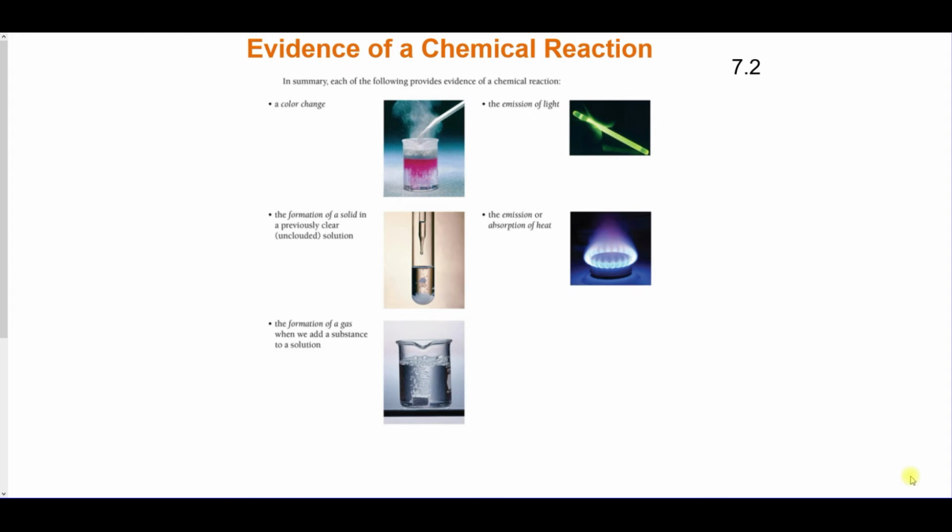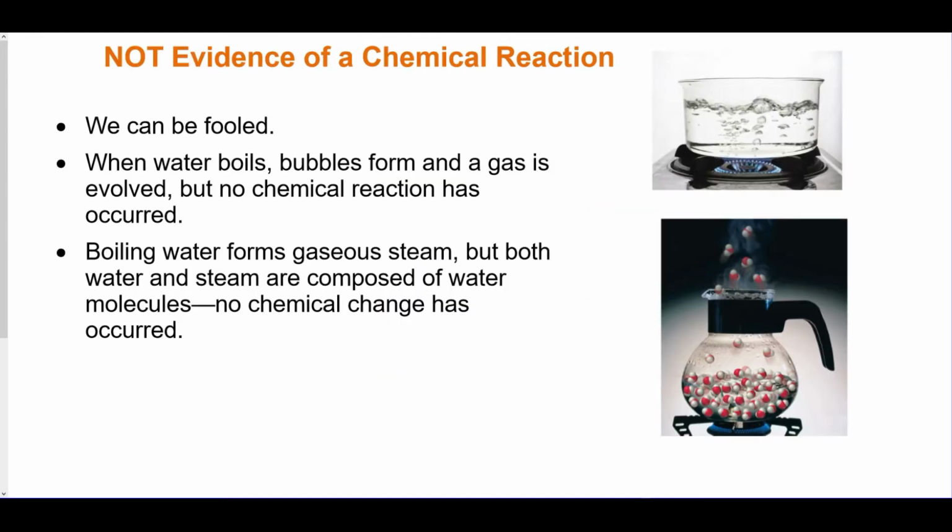Welcome to Chapter 7. If we're looking for evidence of a chemical reaction, we can look at several things that we've looked at in previous chapters. A color change could be evidence, formation of a solid in a clear solution, formation of a gas, the exchange of energy, either the absorption or the emission, and also giving off light. But you need to be careful because not all of these things are always evidence of a chemical reaction.